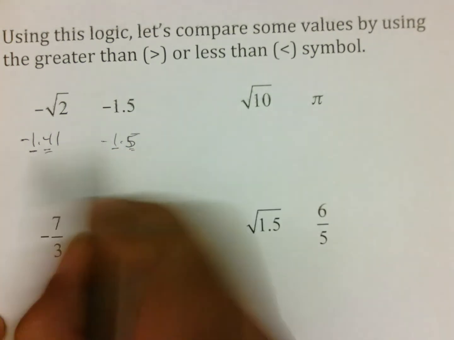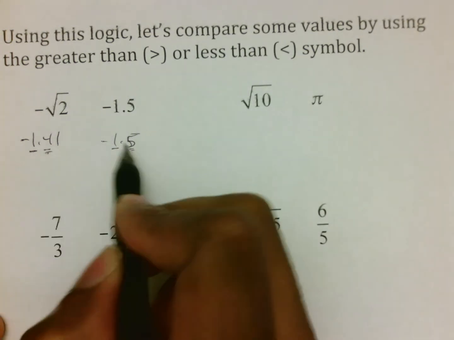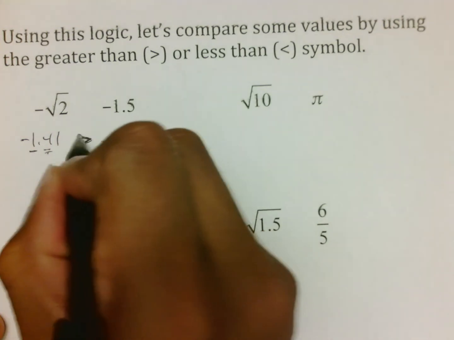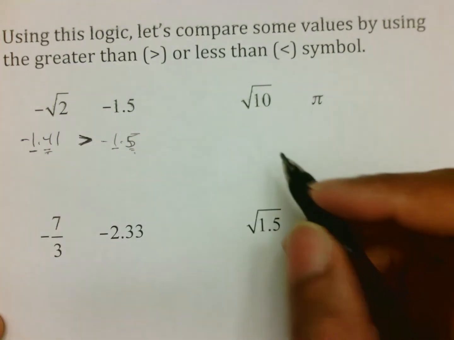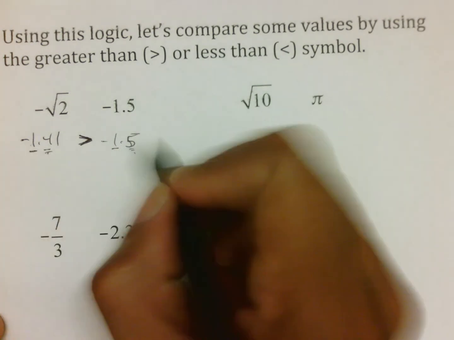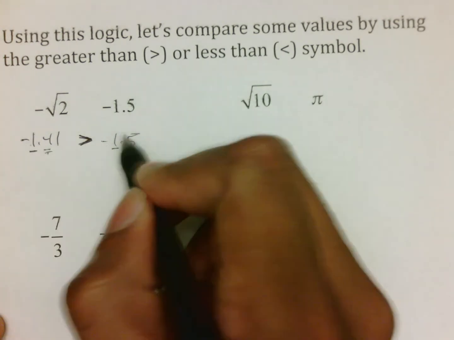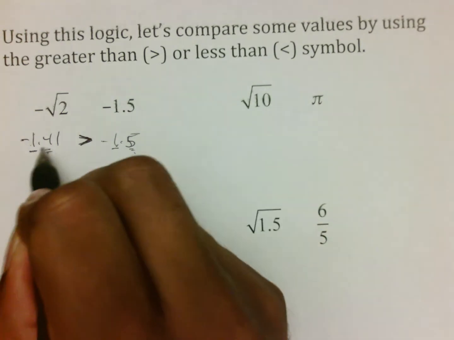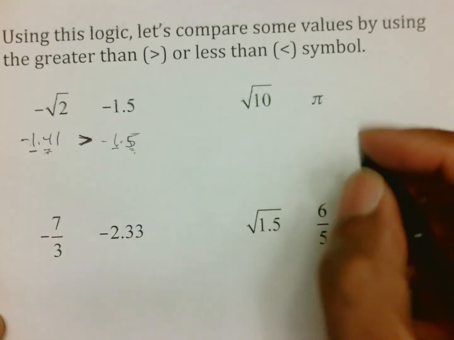And again, thinking that this is negative, would I rather owe $4 or owe $5? Of course I would rather owe $4, so that means that this one is bigger. Again, comparing spot for spot, ones compared to ones, we have a tie. Tenths compared to tenths, this number is bigger, so we're going to go with that.